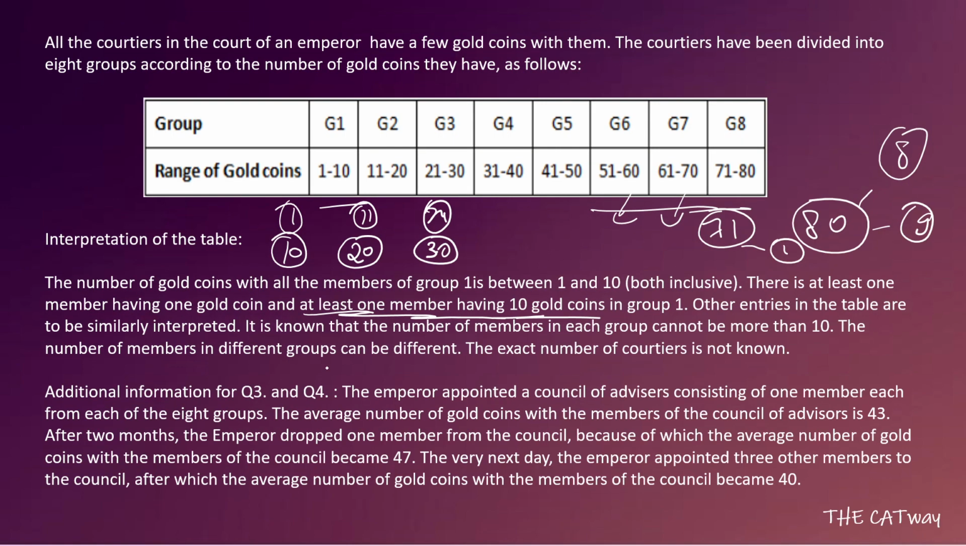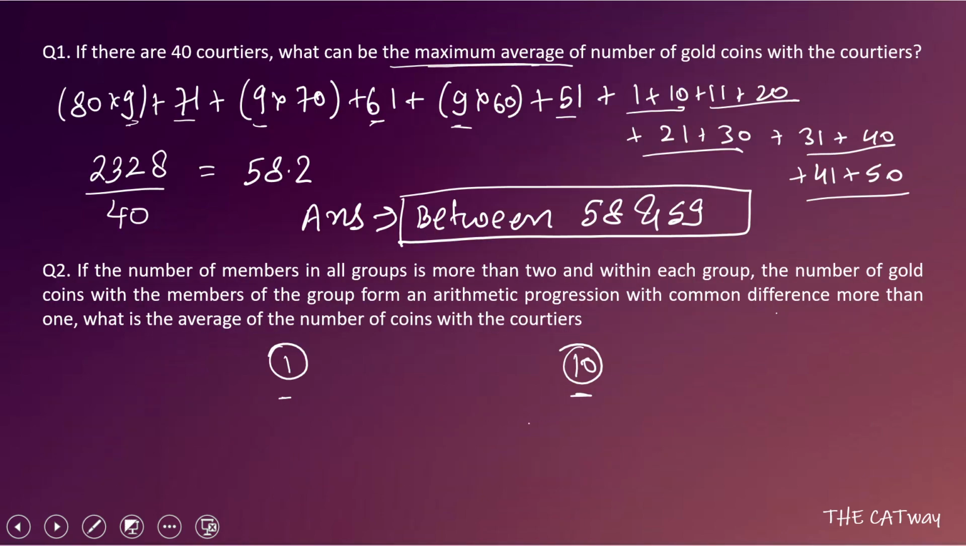We cannot make our AP, sorry guys, in a way like 1, 2, 3, 4 and so on, because it is said the common difference has to be greater than 1. So let's check with 3. So we have 1, 3, 5, 7, 9, 10 is not coming. So this is not a valid one.